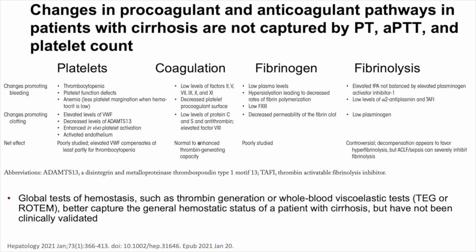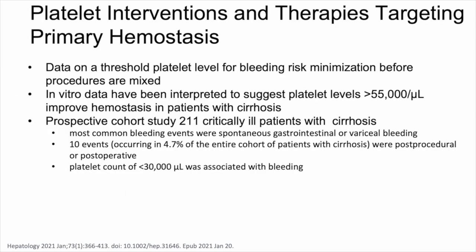So we can always give platelets, and the question is, what was the threshold? Some historical background here. There were some in vitro data, done in a variety of models, showing that a platelet level to prevent bleeding was roughly 55,000, and that is probably where this 50,000 cutoff came from. In addition, there was a prospective cohort in critically ill individuals with cirrhosis, which found that 30,000 seemed to be associated with bleeding. Most of the events were post-procedure or peri-procedural bleeding events.